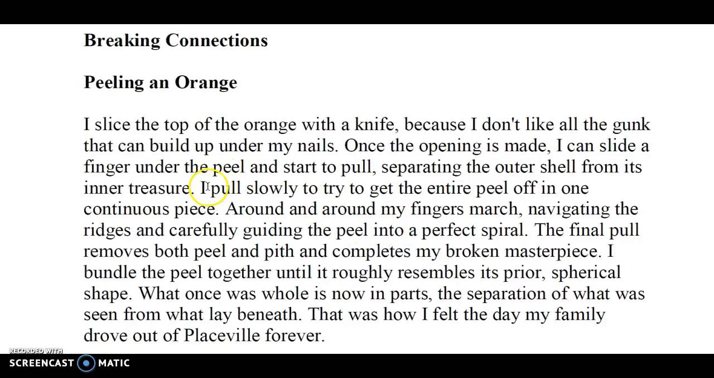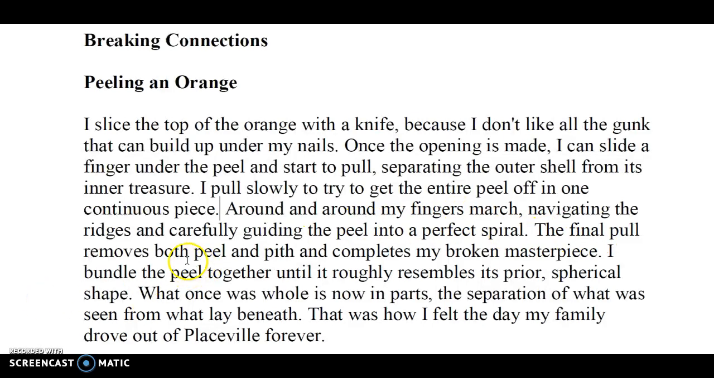In the third sentence, "I pull slowly" is literally just describing the things I was doing in the prior sentence. So nothing more has actually happened. Maybe I've made one additional pull, so maybe an additional half second has passed here. "Around and around my fingers march" is actually going to encompass maybe a couple more seconds, so three, four, five seconds. Now I'm going to speed it up in the middle here, because obviously I don't want to describe every single second of the peeling of the orange. It would take a while. Mostly just the interesting seconds.